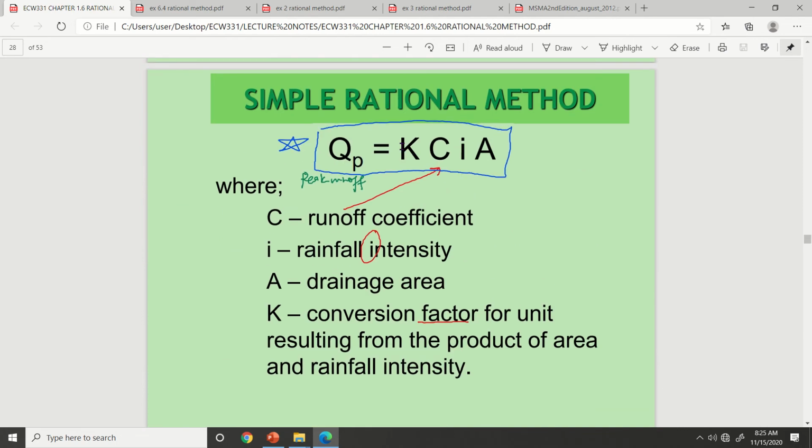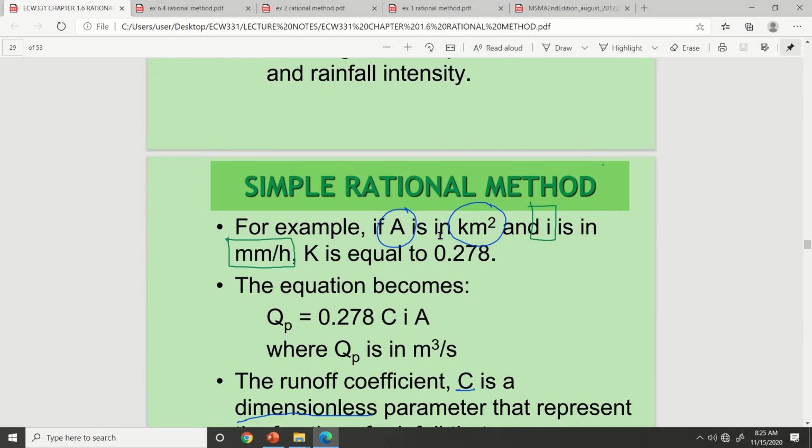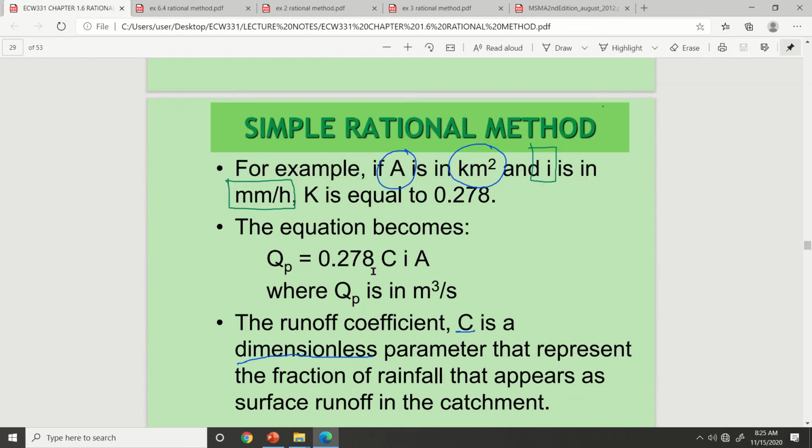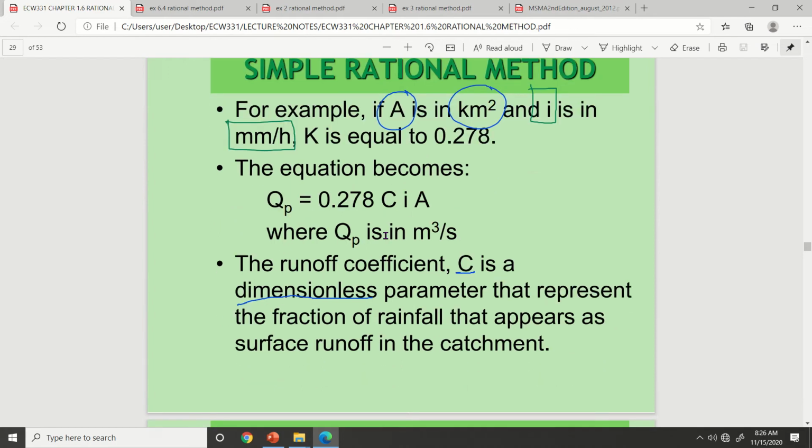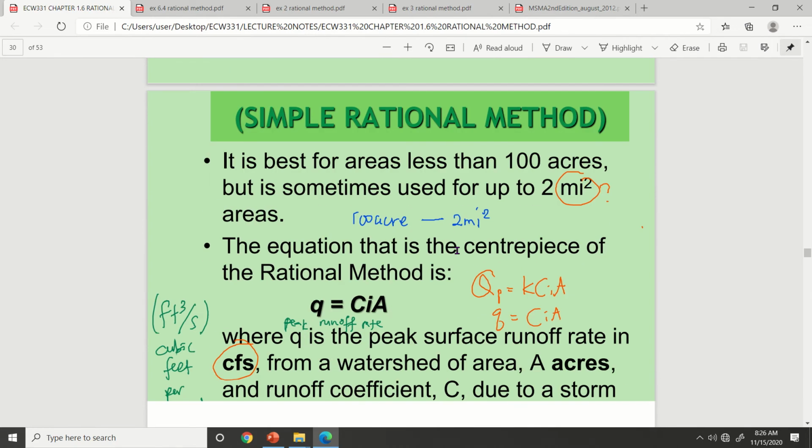So by using this K, A should be in kilometer squared, I should be in millimeter per hour. So that's why I don't want you to memorize using this 0.278. So you have to know how to convert I into meter, A to meter squared. So QP uses meter cube per second. Okay.